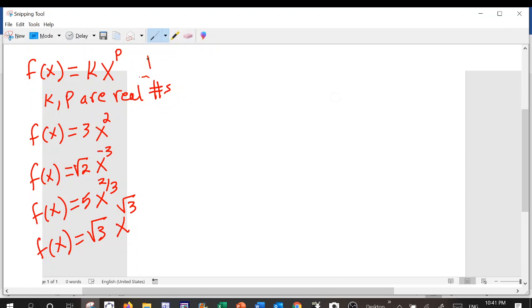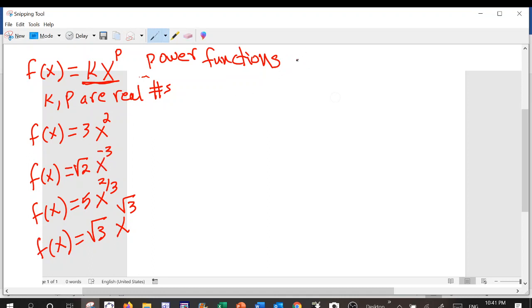That's what we call these, power functions, right? So power functions are one term, first of all. They have only one term, and that term includes a coefficient, a variable, and then an exponent. The exponent and the coefficient are real numbers. And all of these are power functions.